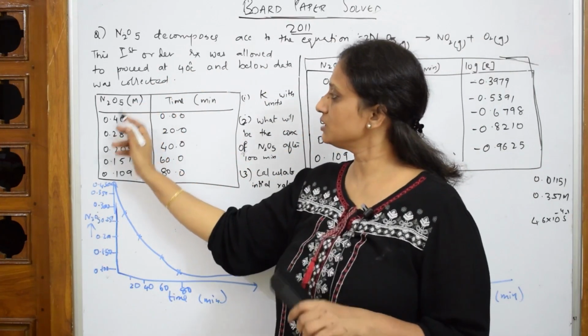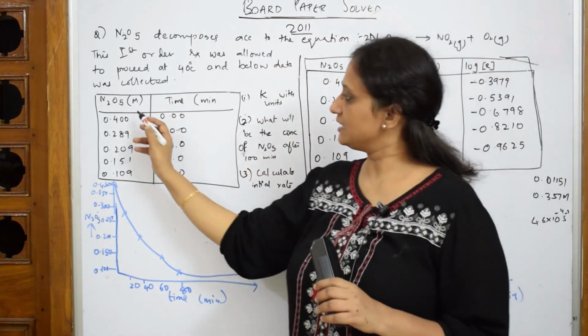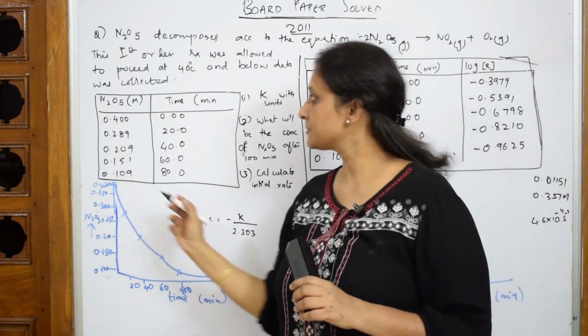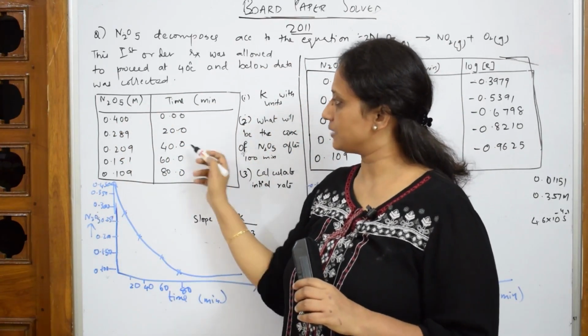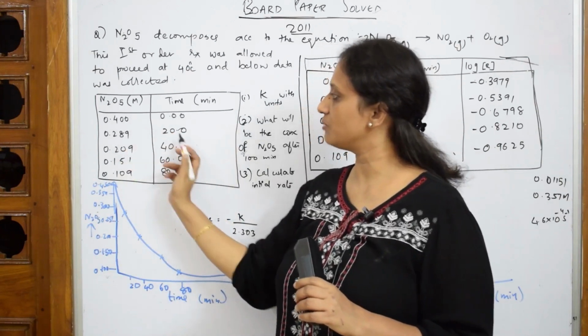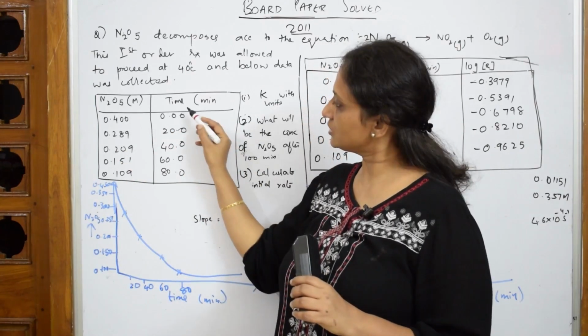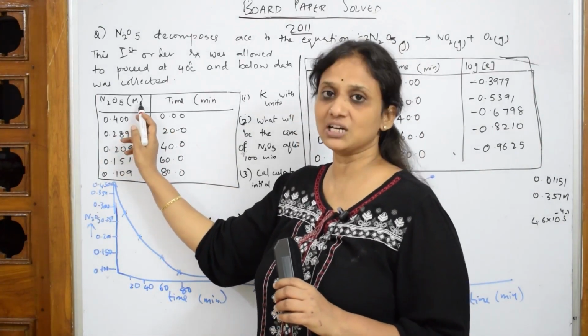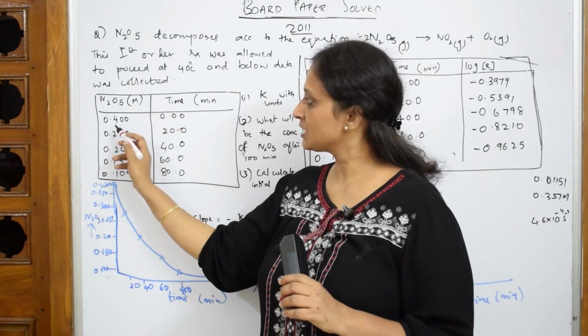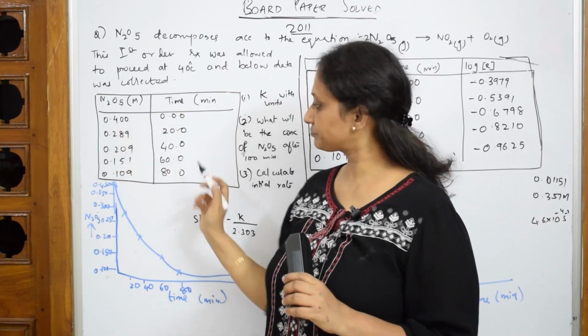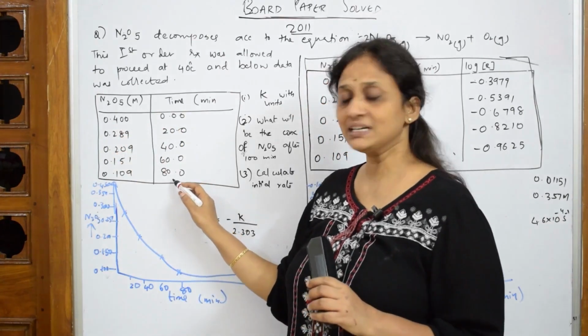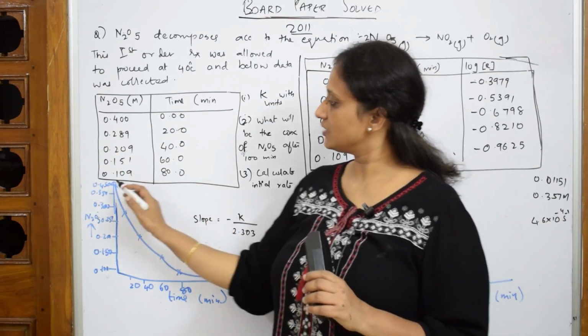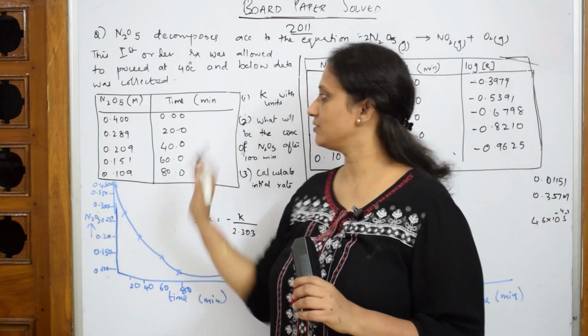What did they do? They picked up this N2O5, and the initial concentration was given to us, and they've also recorded the time. At what time, how much is the concentration? Initially when the time was 0, the concentration of N2O5, M stands for molar concentration, that is mole per liter, was 0.400. When the reaction proceeded to 80 minutes, the concentration was so much. Okay, this is the data given.